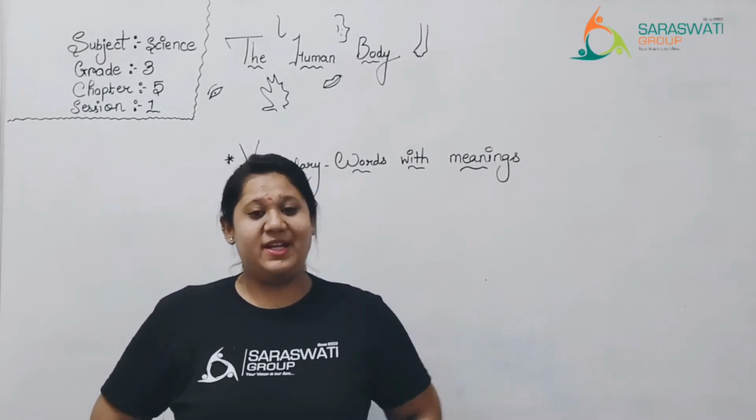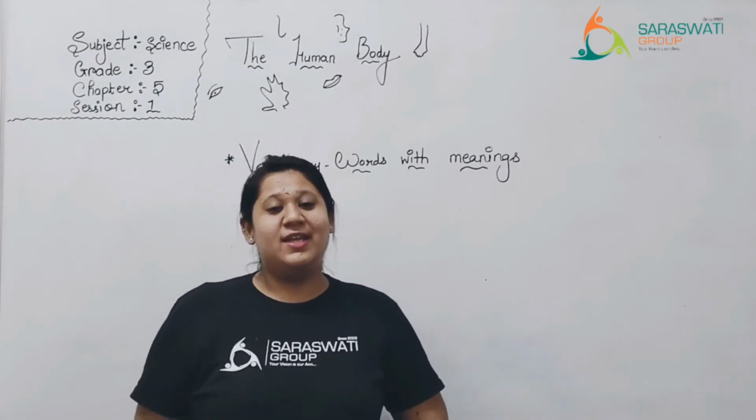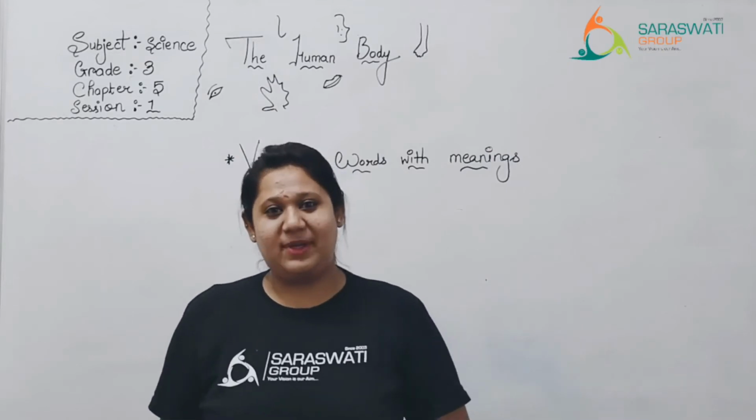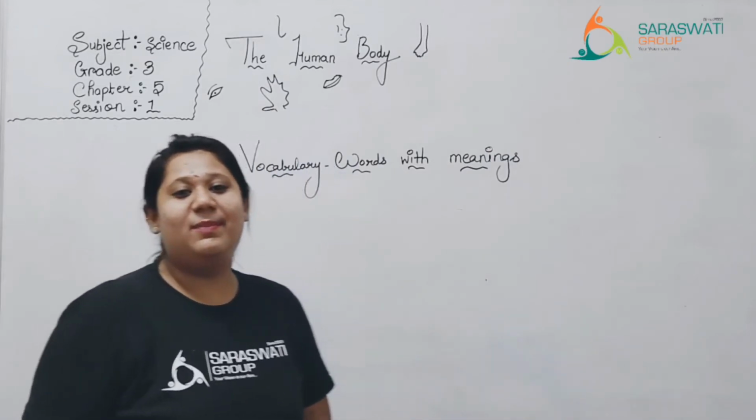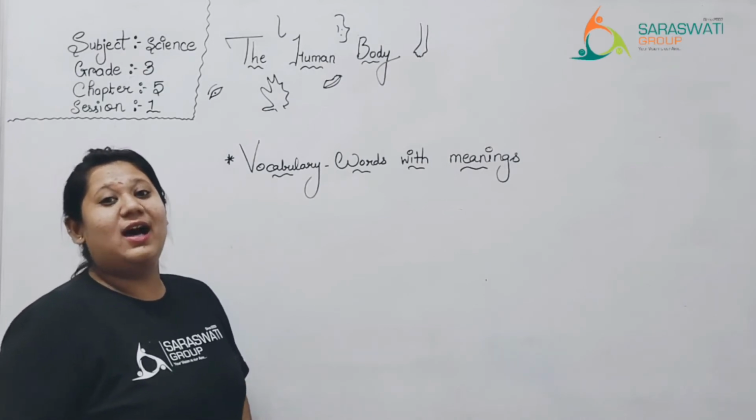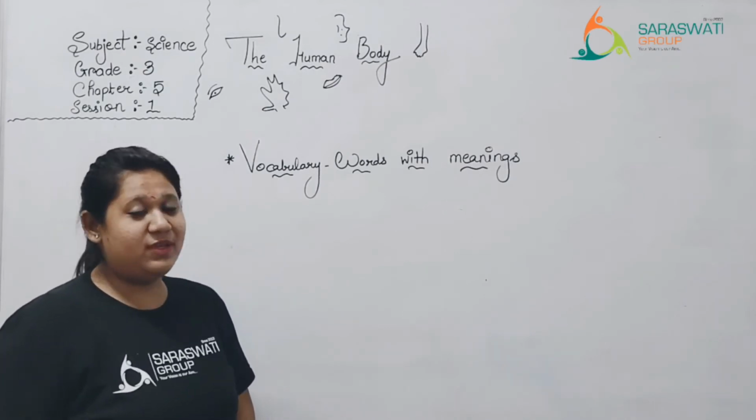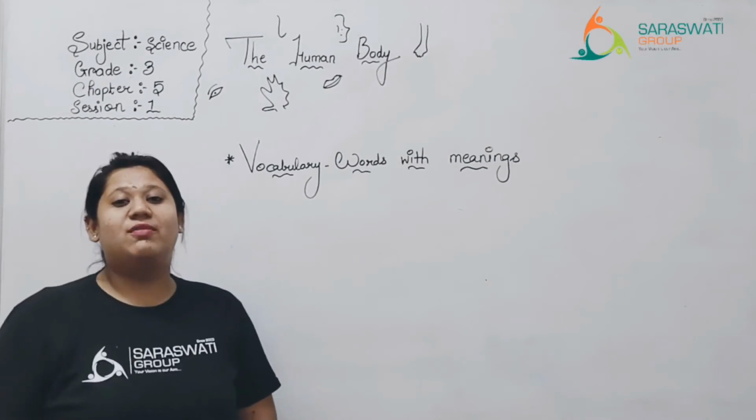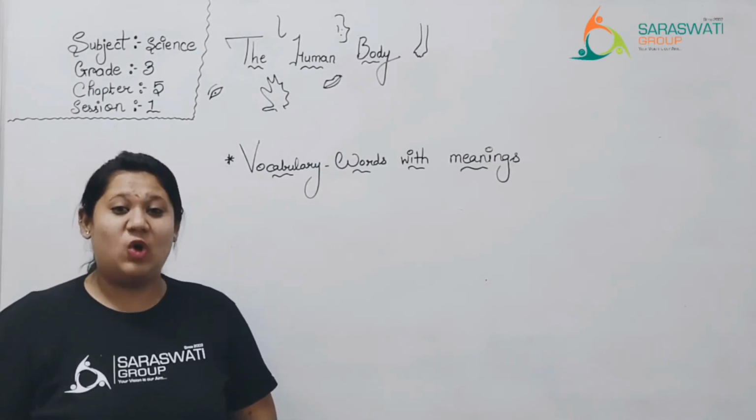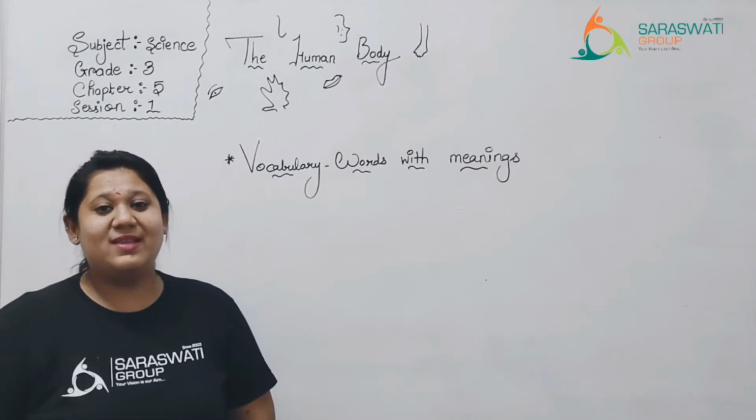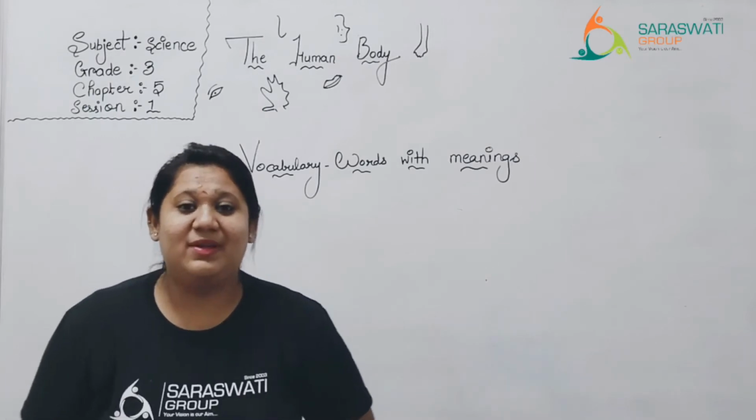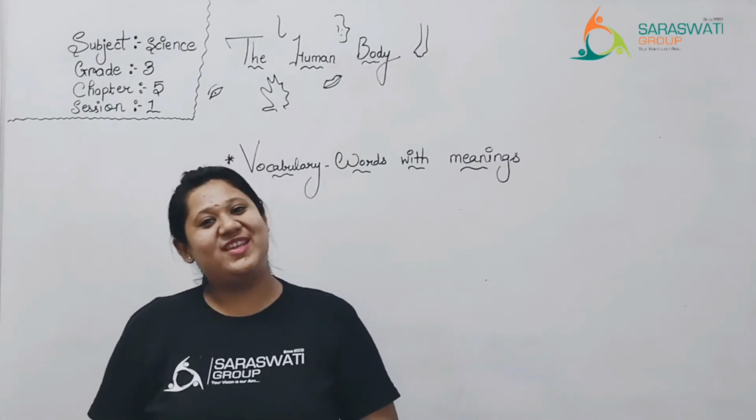Now kids, we completed our chapter number 4, right? In today's session, I am going to begin chapter number 5, that is about the human body. Kids, we all are human beings, right? Our whole body is made up of some parts, some organs, some body parts, some systems, right? In this chapter, I am going to explain all these things.